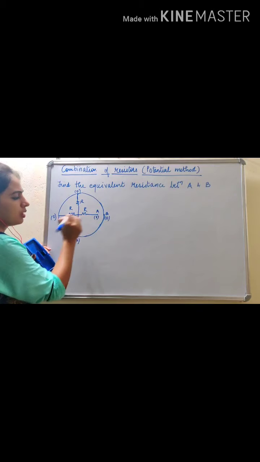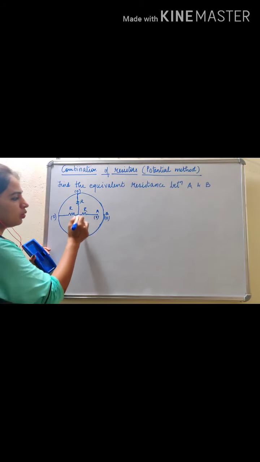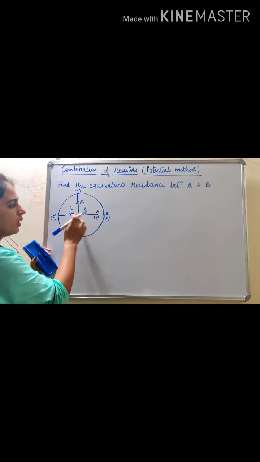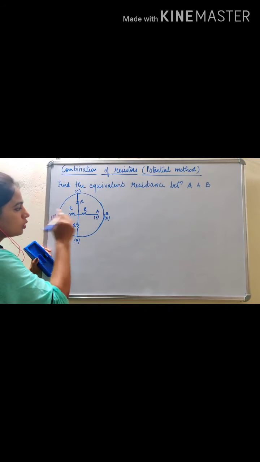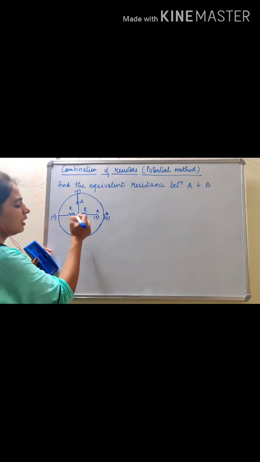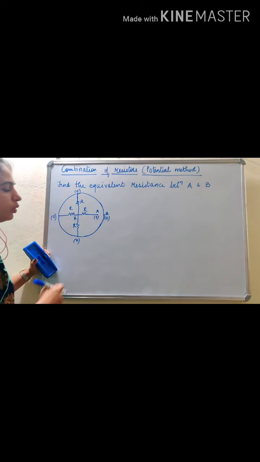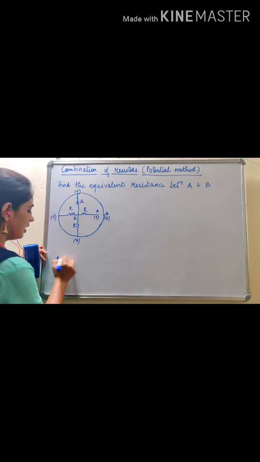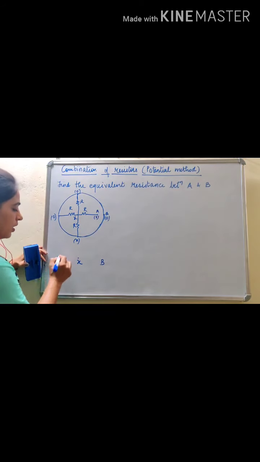What about this terminal? This and this will neither be 0 nor V, because between 0 and this terminal and between V and this terminal there is a resistance. Okay, so we can consider this at any arbitrary potential, let us say X. Okay, now we know the potential of all the points. We can redraw the circuit. This is A, this is B, and let us say this is X potential. So A, B and X.